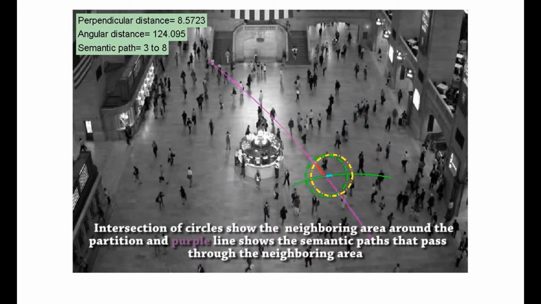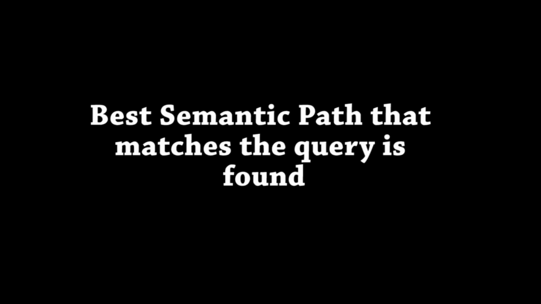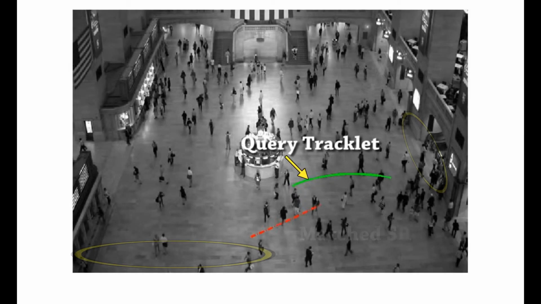Circles show the neighboring areas for the starting and ending points, and the purple lines show the semantic paths that pass through those areas. At each step, only a small partition of the semantic region is used for the evaluation. The perpendicular and angular distances, which are shown at the top left corner, are computed between the two partitions. In the end, the best semantic paths that match the query are found and shown in the video.